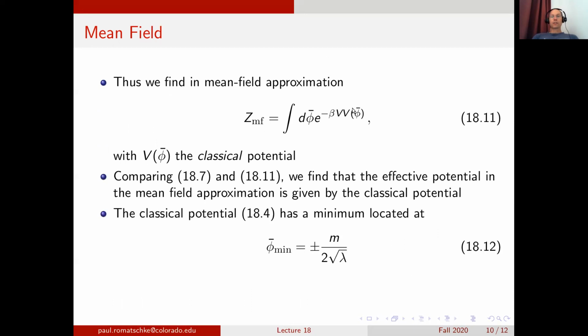The classical potential has a minimum located at phi bar equals plus minus m over 2 square root of lambda. So we find that if we plug this into the mean field and evaluate the regular integral over phi bar using a saddle point, the mean field partition function is just given by this result here in the large volume limit.